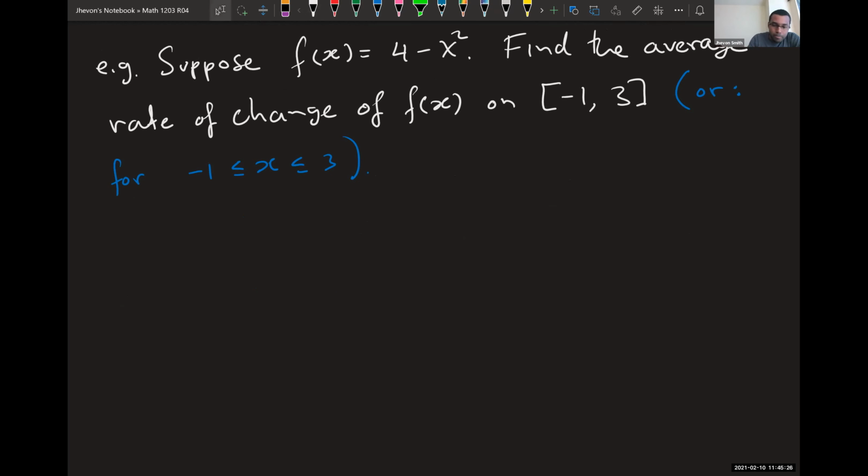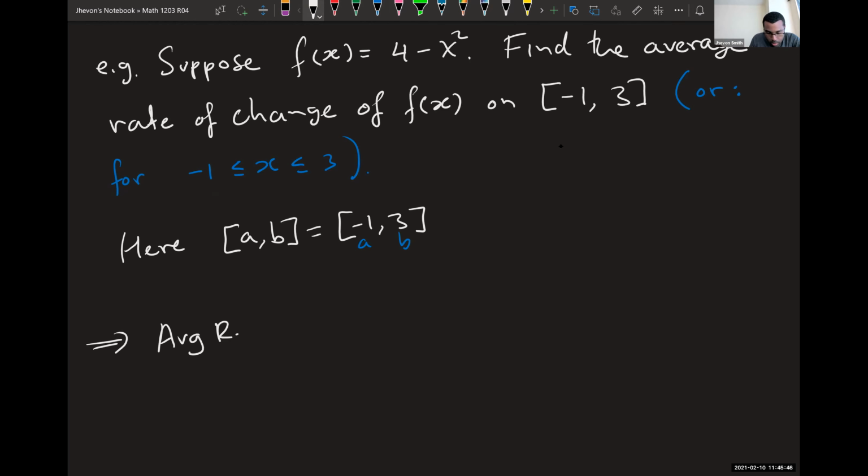So here, your AB is just the interval [-1, 3]. So the negative 1 is the A, the 3 is the B. And then you're going to plug that into this formula. It's going to be f of B minus f of A over B minus A.